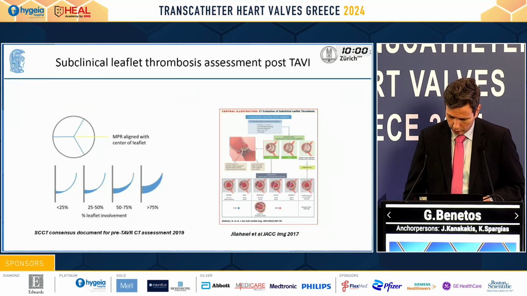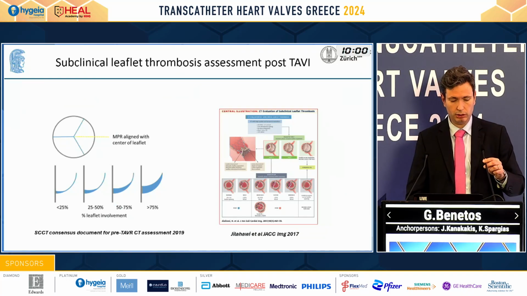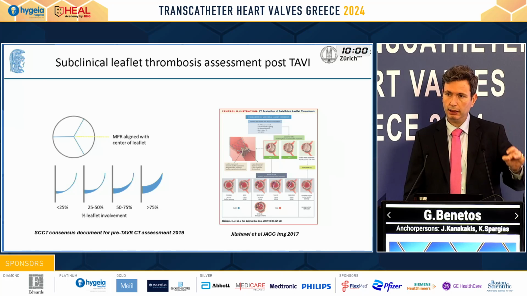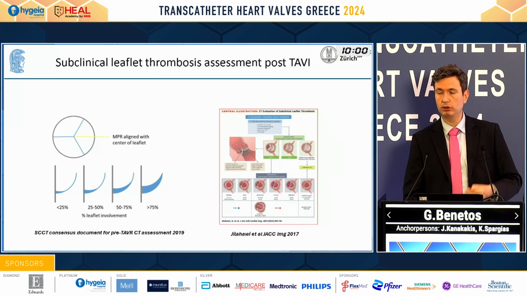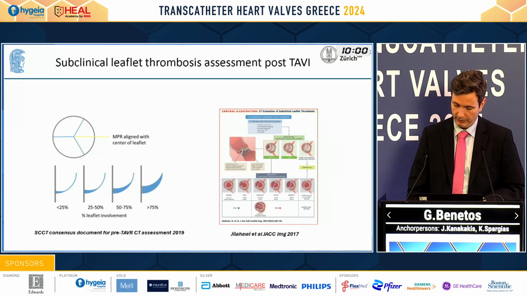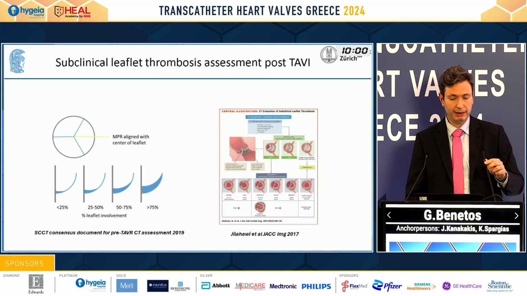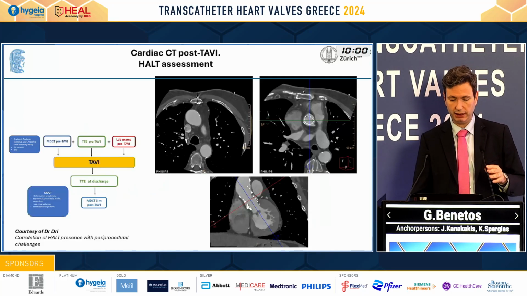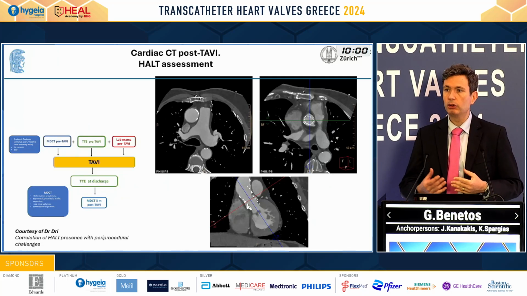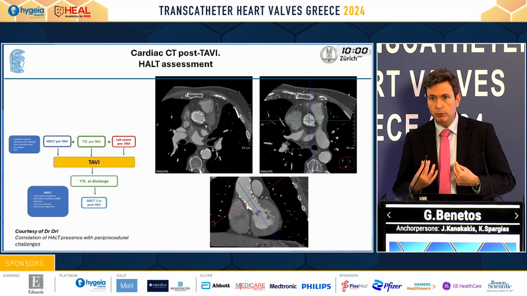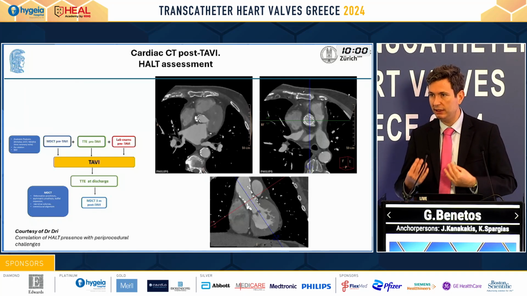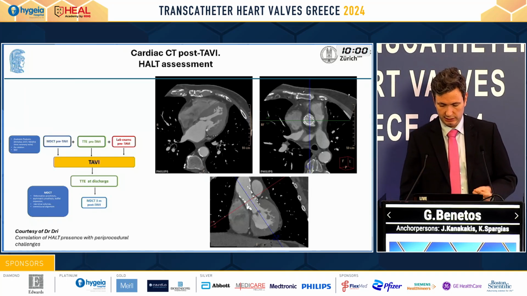And closing to the end of my talk, in TAVI, the CT is very important also for recognition of post-TAVI complications. One of these is subclinical leaflet thrombosis, which is called HALT, hypoattenuated leaflet thickening. In order to see how often it is, we have to do studies. So we have to make it routine to do CTs after TAVI, which is still not routine.